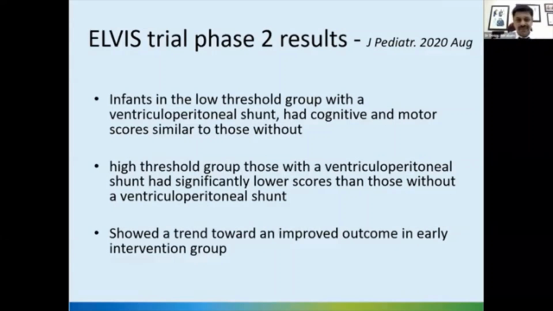But all these pointers, and they also showed a significant trend in the improved outcome in early intervention. So my take-home message from these studies will be to go for early intervention. We won't wait till the ventricular index crosses 97th plus 4 millimeters. Once it goes above the 97th centile and is moving towards plus 4, I would rather intervene early than late, weighing up these results.